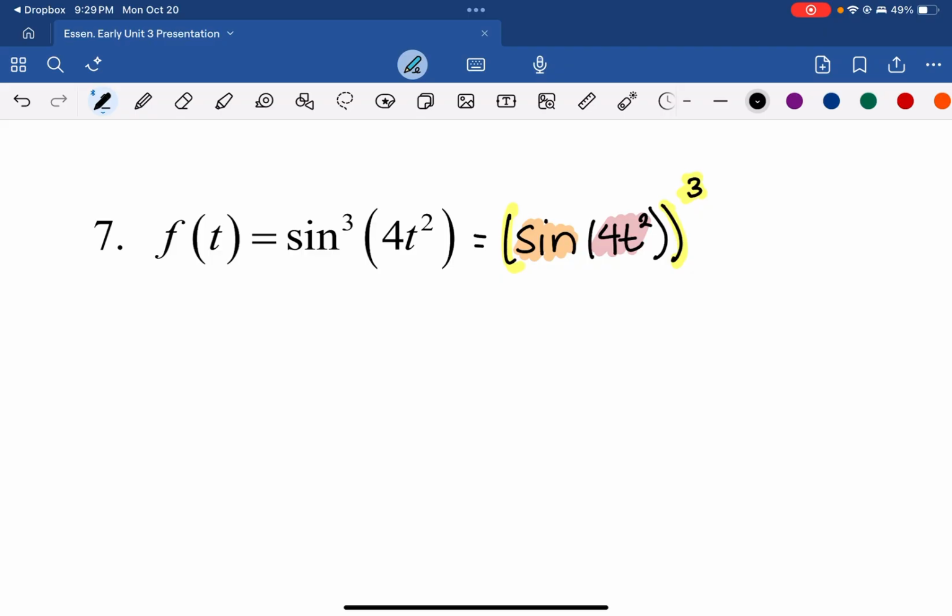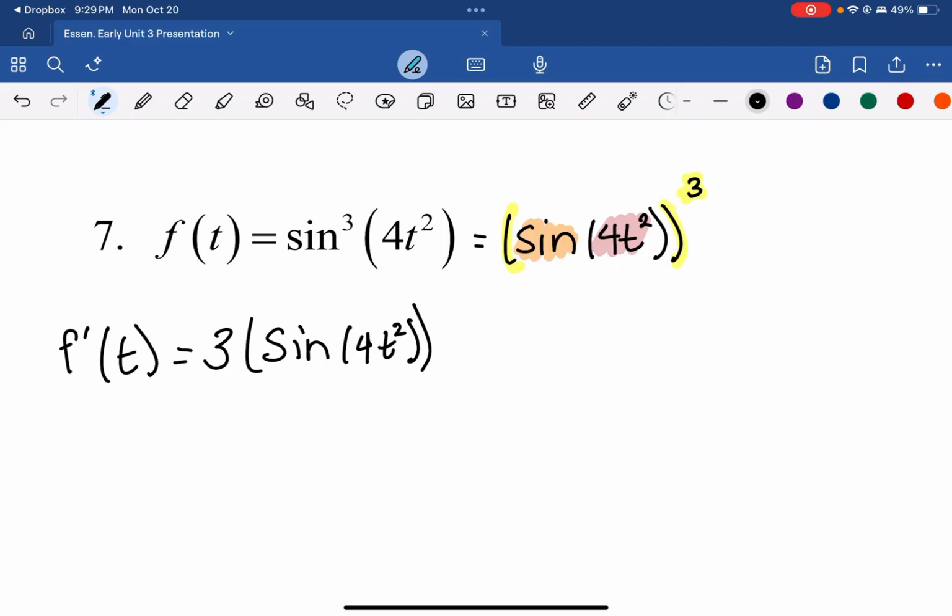We're gonna do it the same way. So the derivative of the outside, inside stays intact, times the derivative of the inside. So now I'm looking at that sine. Derivative of sine is cosine. Keep the inside. Times the derivative of the inside. So 4t squared gives me 8t.